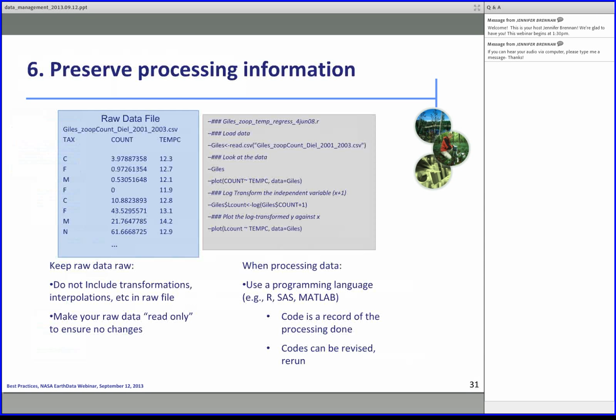The next best practice is to preserve information, and especially to preserve processing information. On the left-hand side is a data file. What we recommend really is to keep your raw data raw. We recommend that you make your raw data files read-only, so once you place all of the information in there that you're satisfied with, you cannot accidentally make a change to that.